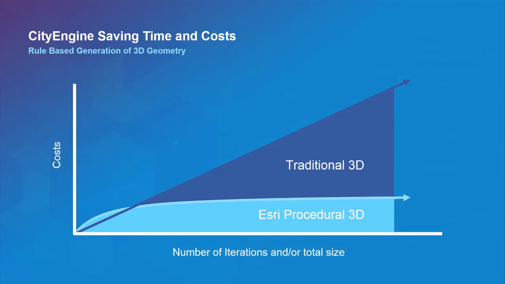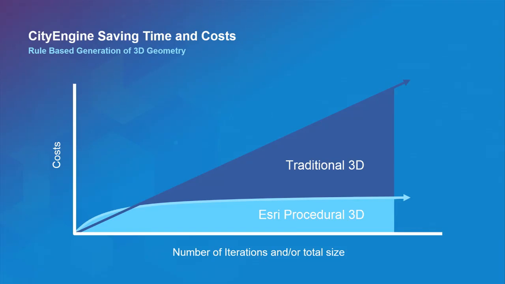It saves time and obviously costs with time. It's a rule-based generation of 3D geometry, so with SketchUp or Revit or Rhino or any traditional 3D program that I'm sure some of you are using, it's equal input for equal output. So if I spend 5 hours modeling a city, I'm going to just model that particular part of the city. And if I want to make a bigger city, it's going to take that exact amount of time. Double, right?